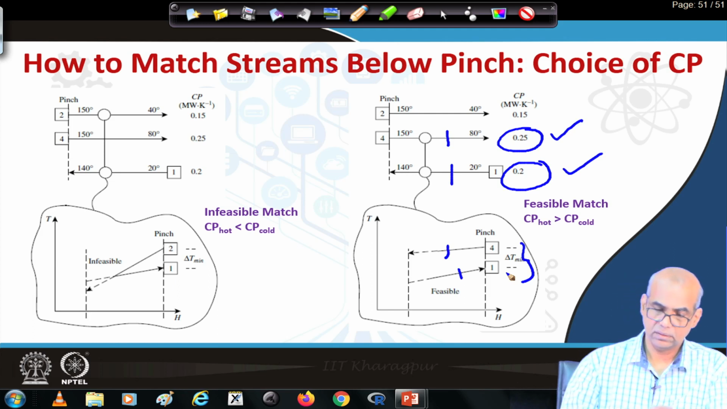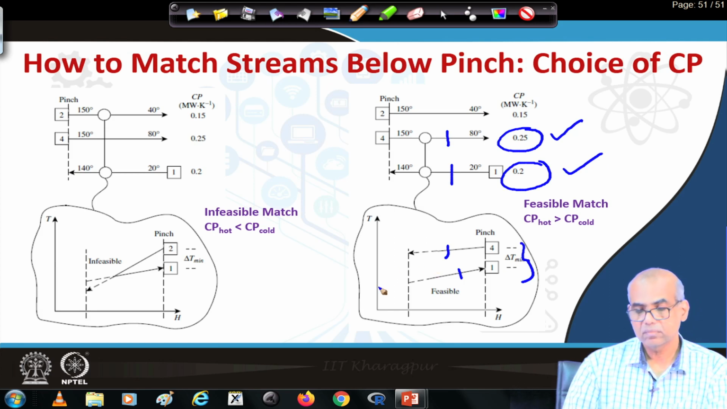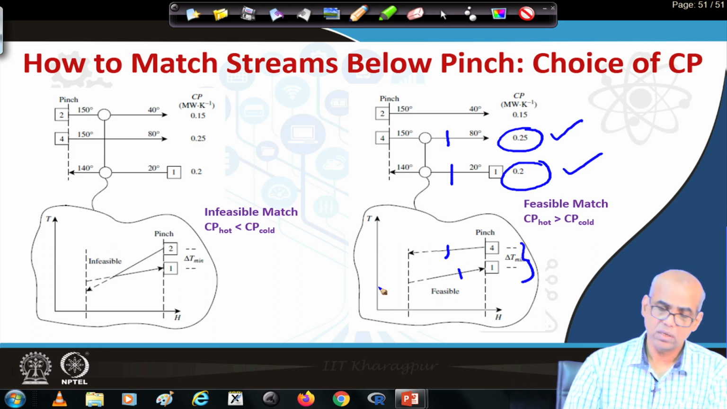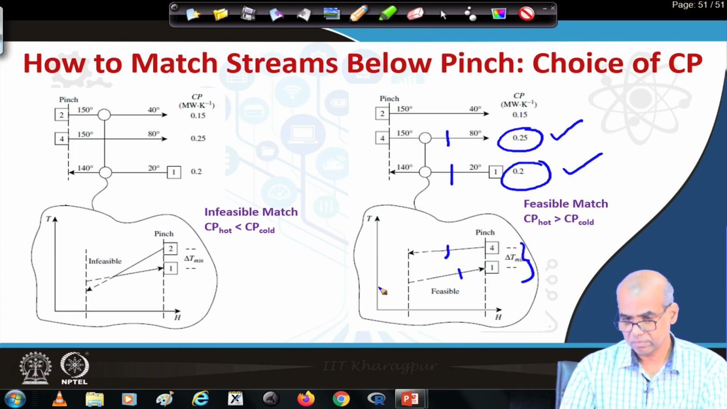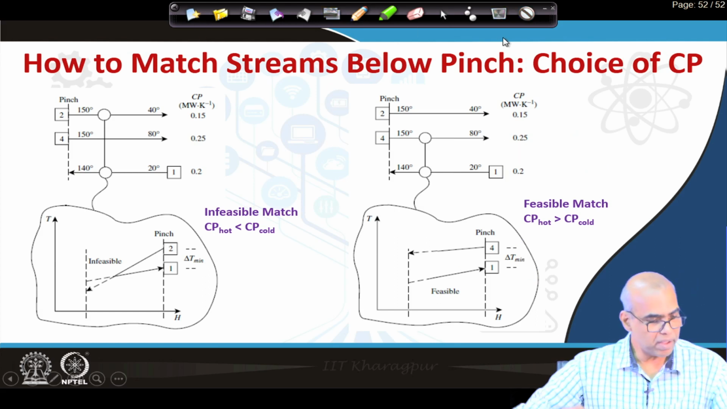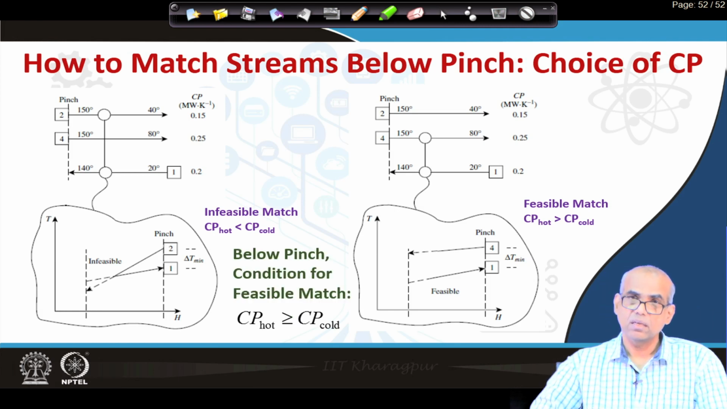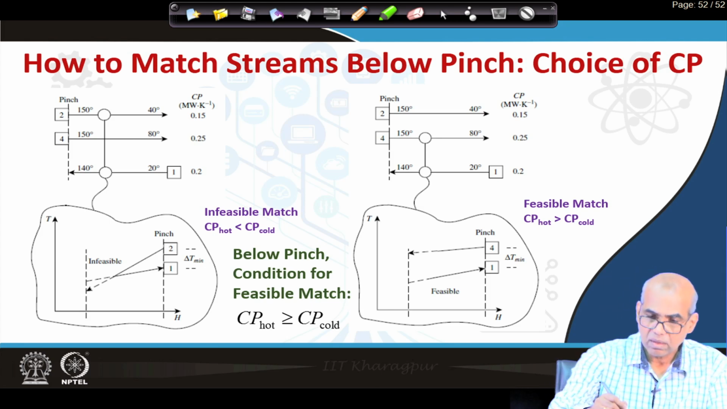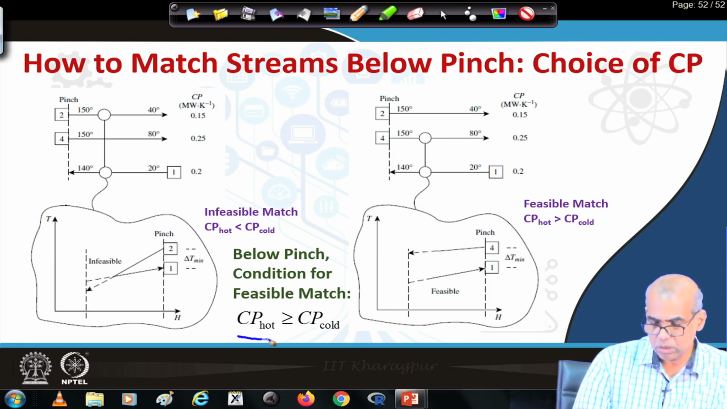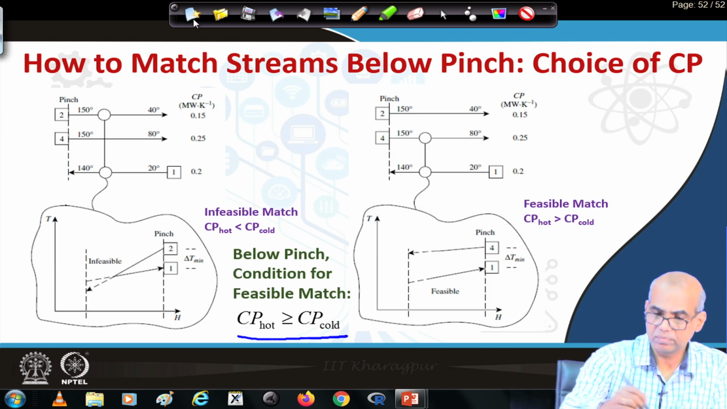and they diverge. So, they are not going to violate delta T minimum, they are not going to cross anywhere or converge. So, the condition for feasible match in the region below the pinch is Cp value of the hot stream must be greater or equal to Cp value of the cold stream. So, Cp hot should be greater or equal to Cp cold.